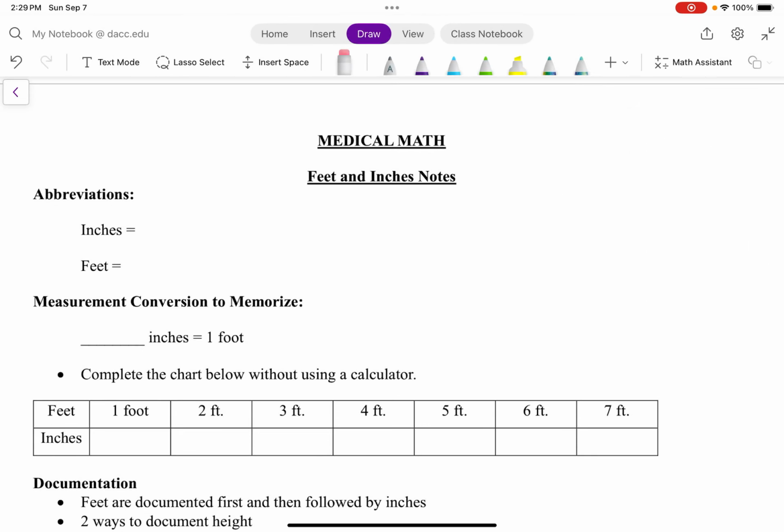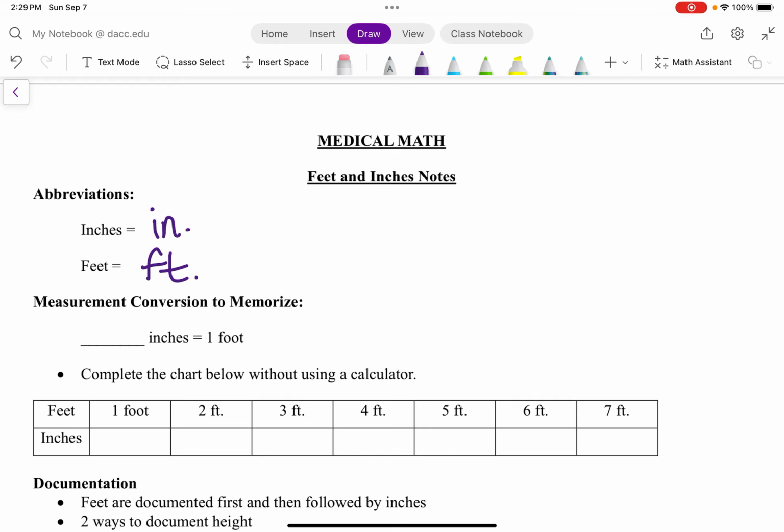Okay, so we're going to look at feet and inches. First up, we need to know how they are appropriately abbreviated. The proper way to abbreviate the word inches is with an I and an N, and typically lowercase. So that stands for inches. And then feet, once again lowercase, you have an F, and then a T. So IN for inches, FT for feet.